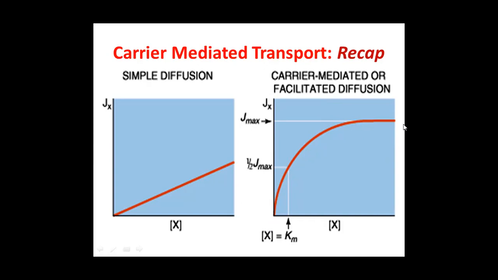This happens when all the carriers present at that particular point of time get saturated by the transporting solute. So it will exhibit the phenomenon of saturation. So carrier mediated diffusion is highly specific and it undergoes saturation. This is a typical picture of carrier mediated transport.